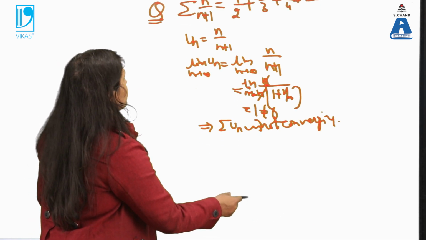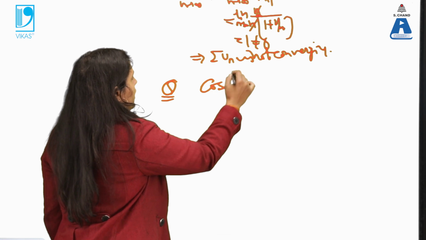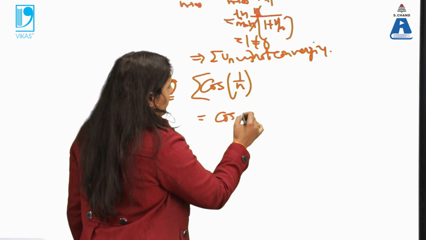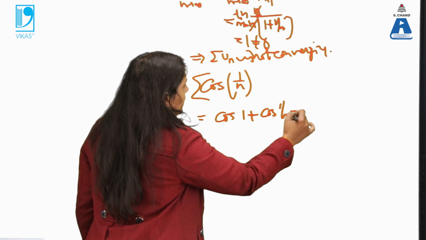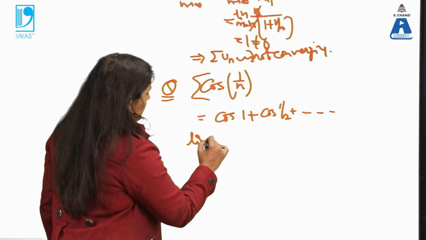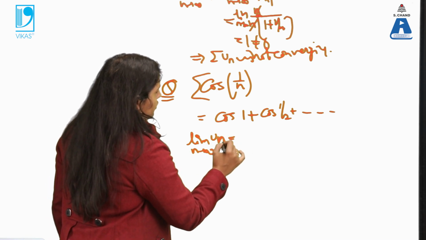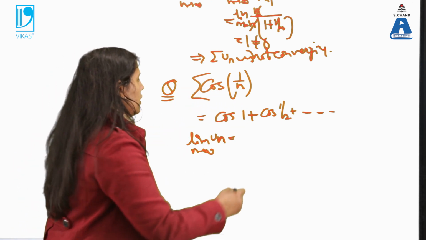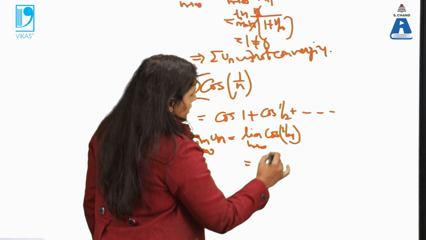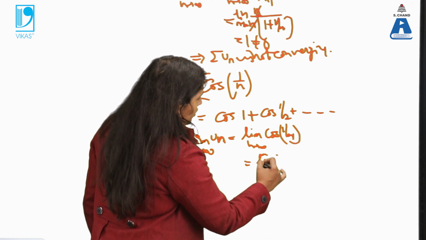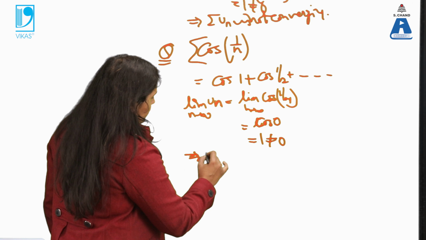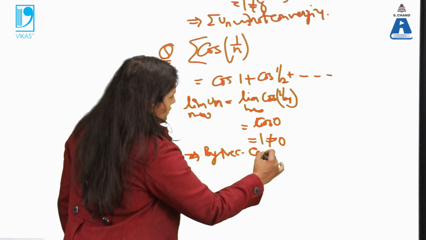Then one more quick example. Suppose we have cos of 1 by n. If you write the terms of this series, it is very complicated: cos 1, then cos of 1 by 2, in radians. If you keep checking, you cannot find the convergence that way. So now I'll check the nth term limit. If in case it is non-zero, on the basis of the necessary condition, I'll directly say that this is not converging. So limit of cos of 1 by n: when you put the limit, this is cos 0, and cos 0 is 1, which is non-zero. So again by the necessary condition, this series is not converging.